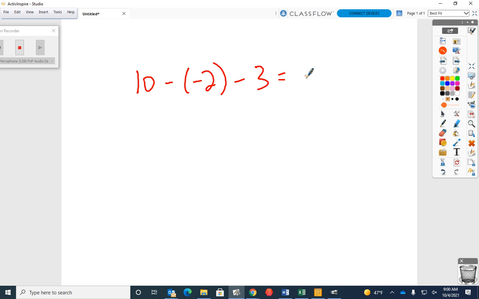What's different about this one? It's got 3 numbers, right? How am I going to do this one? If I have a problem like this, I'm going to go 2 at a time. Okay? Go 2 at a time.